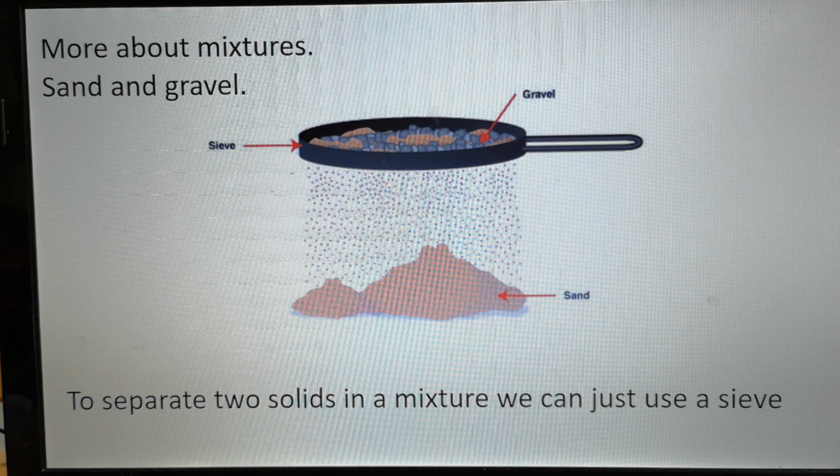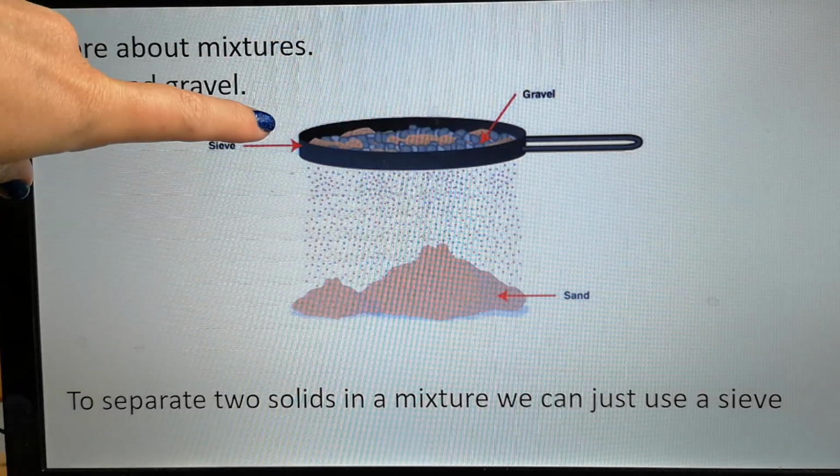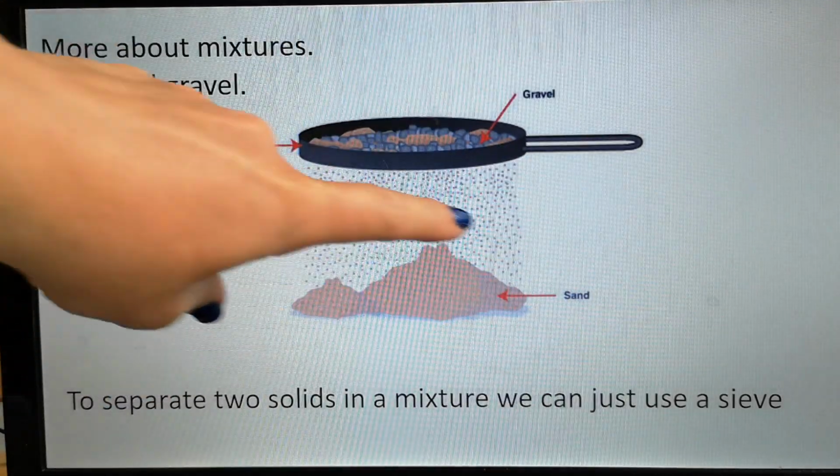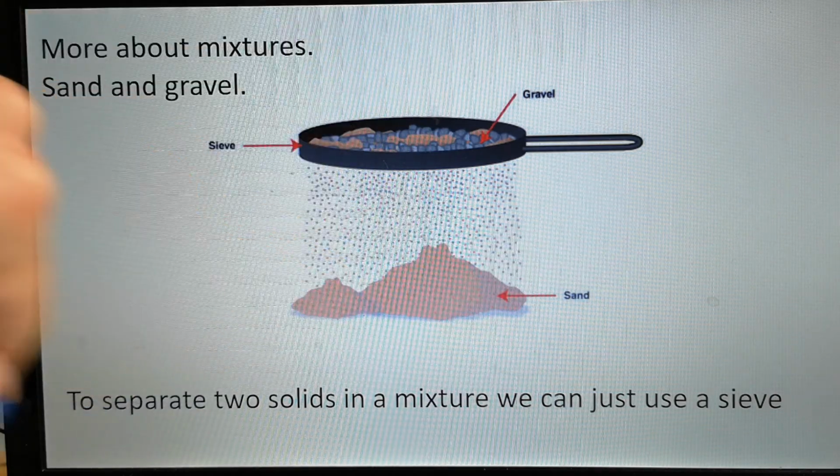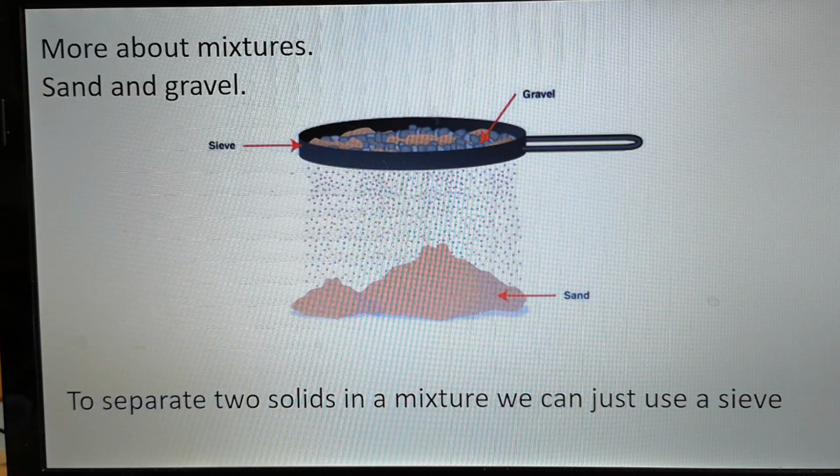If you've got two solids and one is slightly bigger than the other, then you can separate them just using a sieve. You've probably done this in the kitchen. If we had a mixture of sand and gravel in the lab, we could quite easily separate it, because the gravel is big and it'll get trapped in the sieve up here, and the sand is small, so it will pass through the sieve and we can collect it at the bottom. Easy, no problem at all.